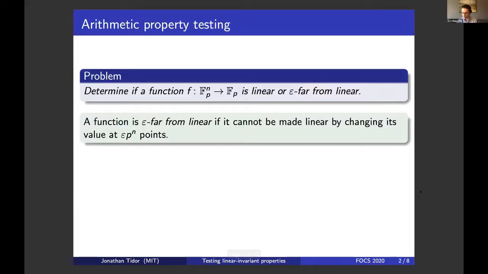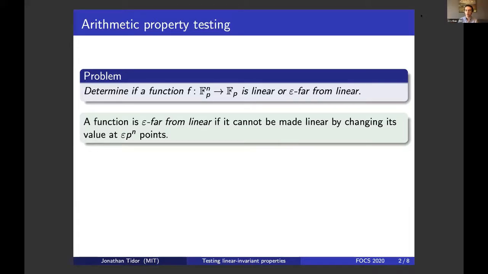I'm going to tell you about some recent work I've been doing in the field of arithmetic property testing. This work is all joint with Yufei Zhao, also of MIT. So I'm going to start with a motivating example, a very classical problem in arithmetic property testing that motivates the field. You're given a function f from a finite field vector space F_p^n to the base field F_p. And you want to determine, is this function linear or is it epsilon far from linear?